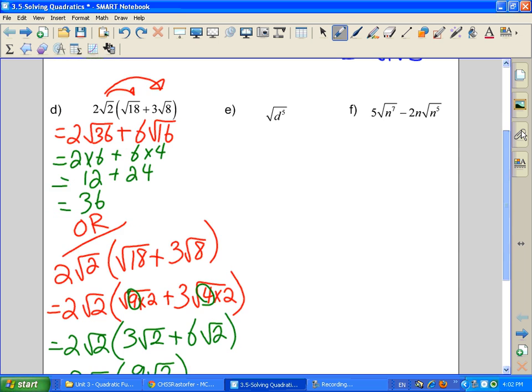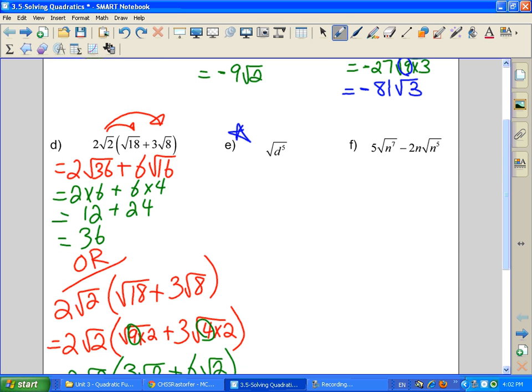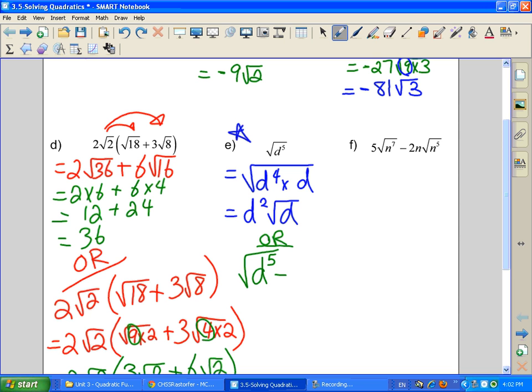This one might be a little tricky, this E. Okay, how do we simplify that? Well, first of all, we could recognize that, hey, it's d to the 4th times d. Okay, and then you take the square root of d to the 4th, which is going to be d squared, and you're left with root d. That's one option. Or you could just apply the exponent laws, where you have the root of d to the 5th. You could just tell me that, hey, since this is a square root, the whole thing's raised to the exponent 1/2, that could simplify to d to the power of 5 over 2.